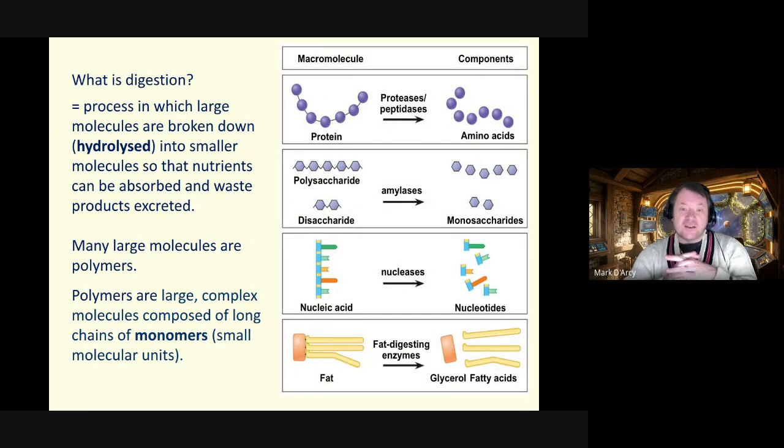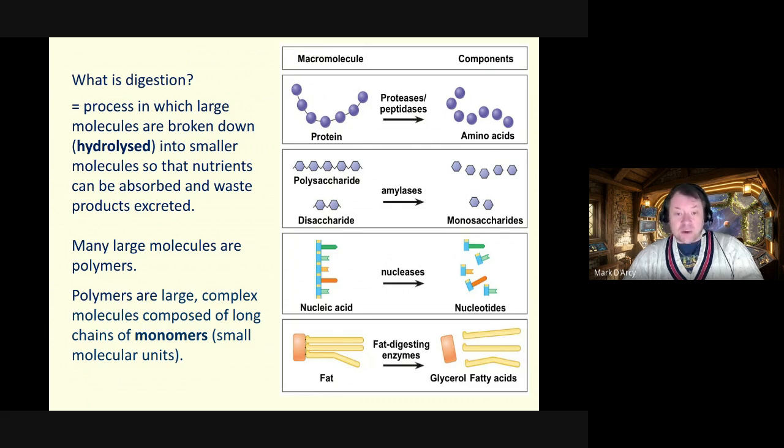So what is digestion? It's basically the process in which large molecules are broken down, hydrolyzed that is, into smaller molecules so that nutrients can be absorbed and waste products excreted. Many large molecules are polymers. Polymers are large complex molecules composed of long chains of monomers, small molecular units. So a macromolecule might be something like a protein, which is composed of amino acids bound by peptide bonds.